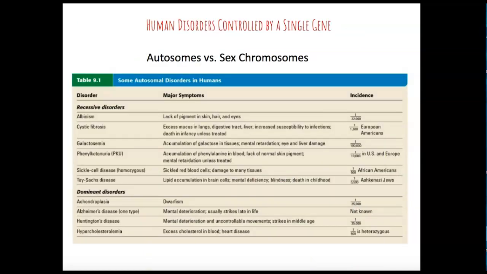So in humans, these are disorders that we know are controlled by a single gene. And so these are all autosomal disorders. So whether they're autosomal recessive, like albinism and cystic fibrosis, or autosomal dominant, like achondroplasia, Huntington's disease, and others, these are all autosomal, and next we're going to talk about sex-linked traits.